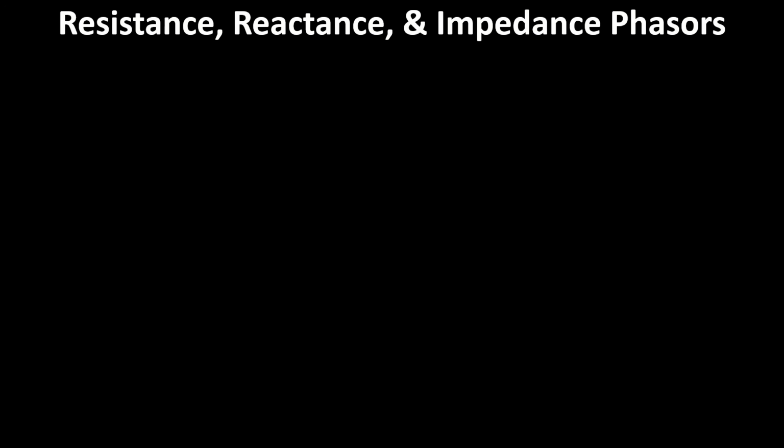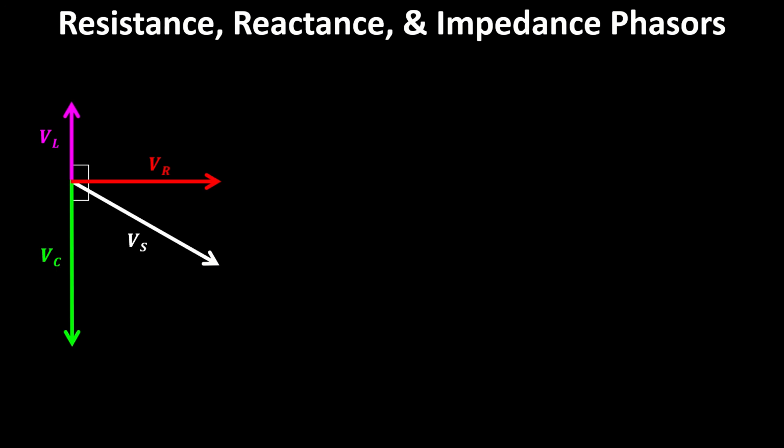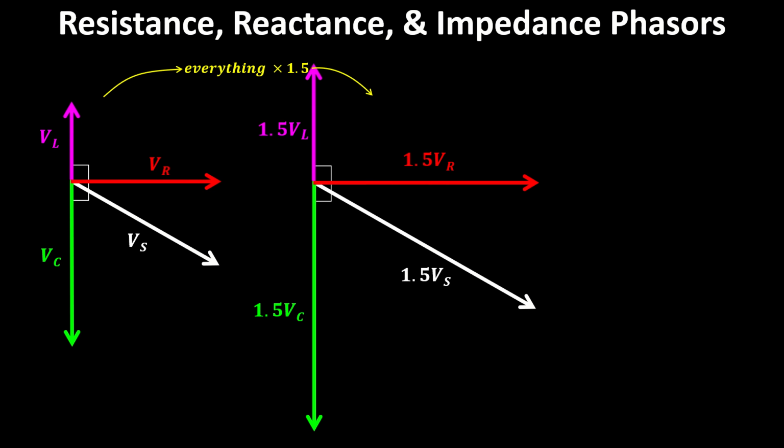Now, we started off with the phase relationships, which we covered a couple of videos back, between the resistor, capacitor, and inductor voltages and the supply voltage. Now, one thing about vectors: if I wanted to change the size, let's say I multiplied everything by 1.5, I'd get all those vectors being 1.5 times bigger, but it would still all work, okay? It all scaled proportionally, so it would still work together.